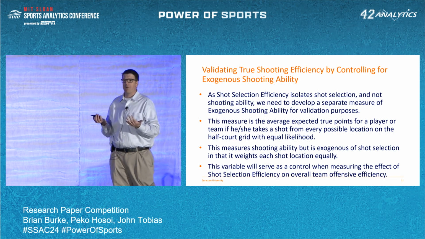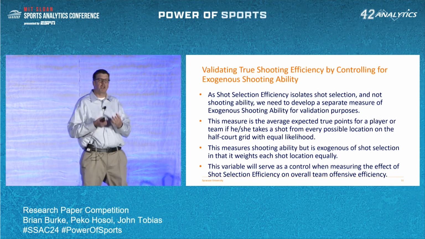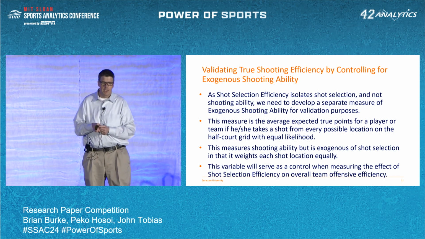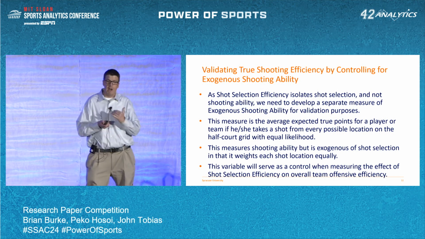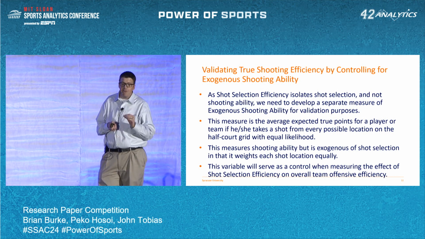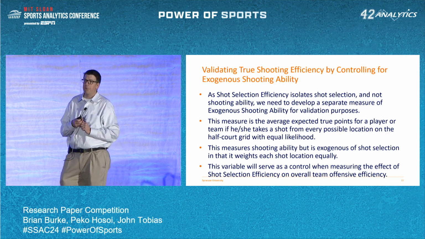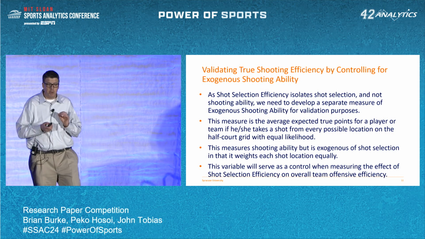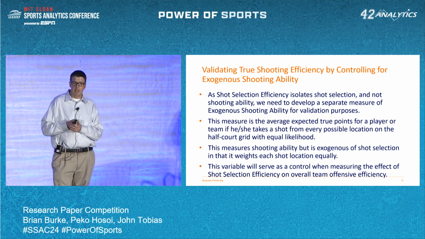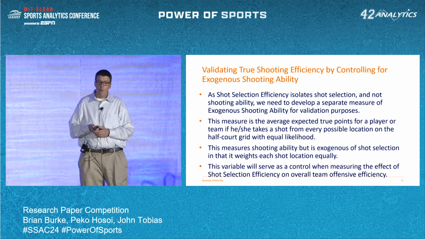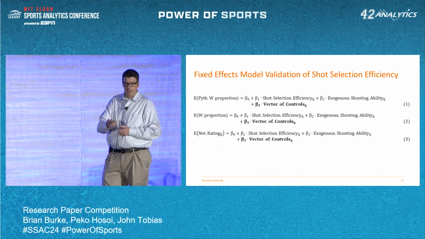Now, because we created a new metric, we need to validate that metric. And to do that, we need to control for shot making ability. So we created what's called exogenous shooting ability for validation purposes. This measure is the average expected true points for a player or team if he or she takes a shot from every possible location on the half-court grid with equal likelihood. This measures shooting ability, but is exogenous of shot selection in that it weighs each shot location equally. And then this variable will serve as a control when measuring the effect of shot selection efficiency on overall team offensive efficiency. And so I'll turn it over to Shane.